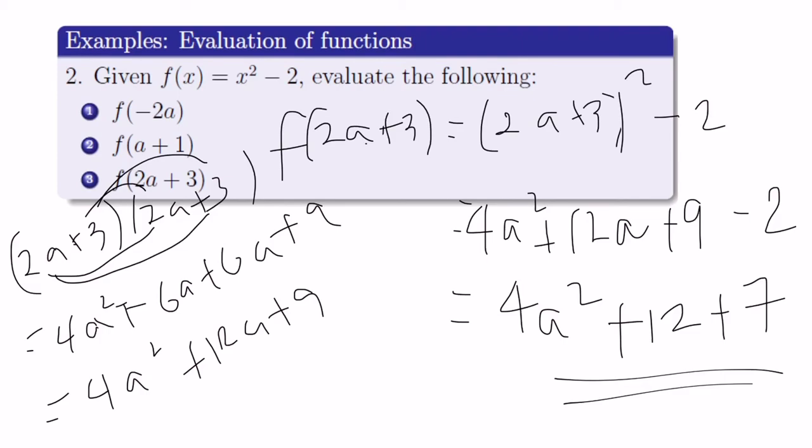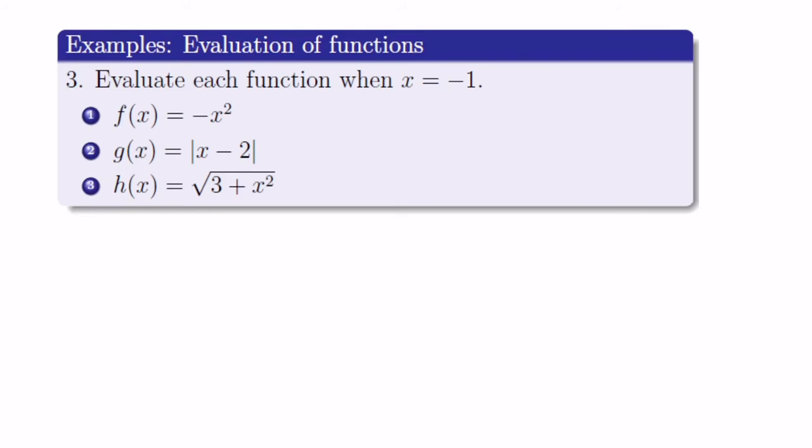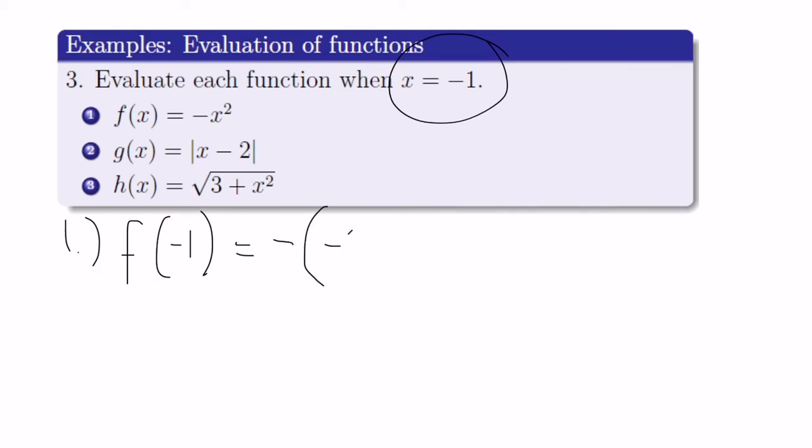Okay, let's go to our final set of examples. Evaluate each function at x equals negative 1. So in this case, we're given 3 different functions with a specific element of the domain. For number 1, f at negative 1 is negative, parenthesis, negative 1 square. So this will become negative. What is negative 1 square? 1. So negative 1.